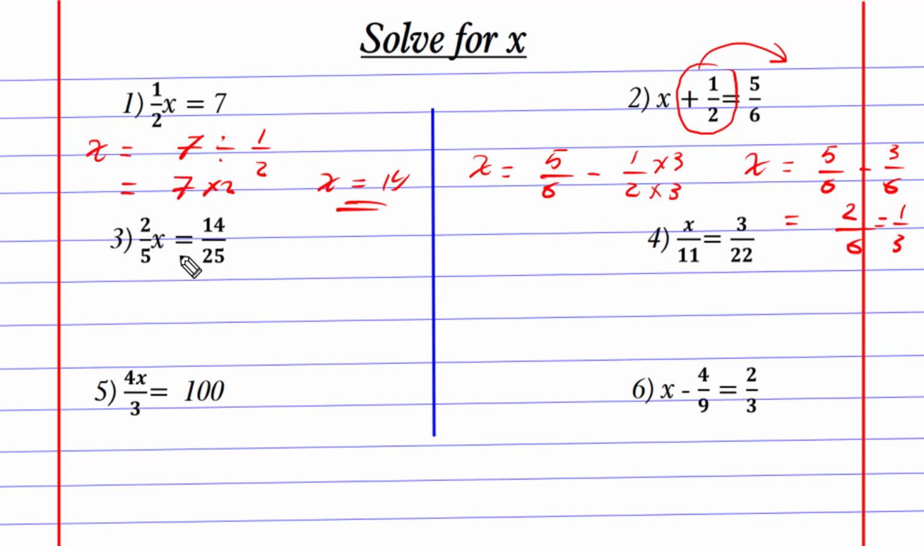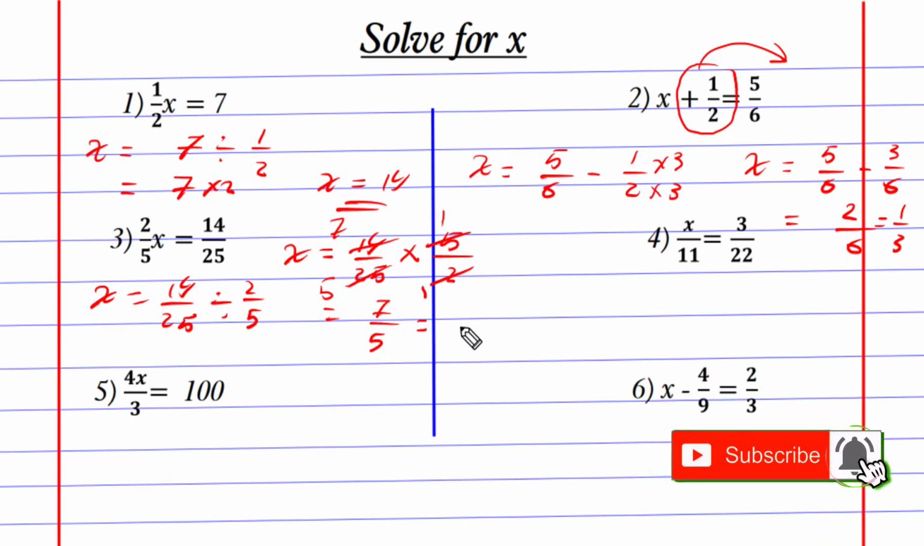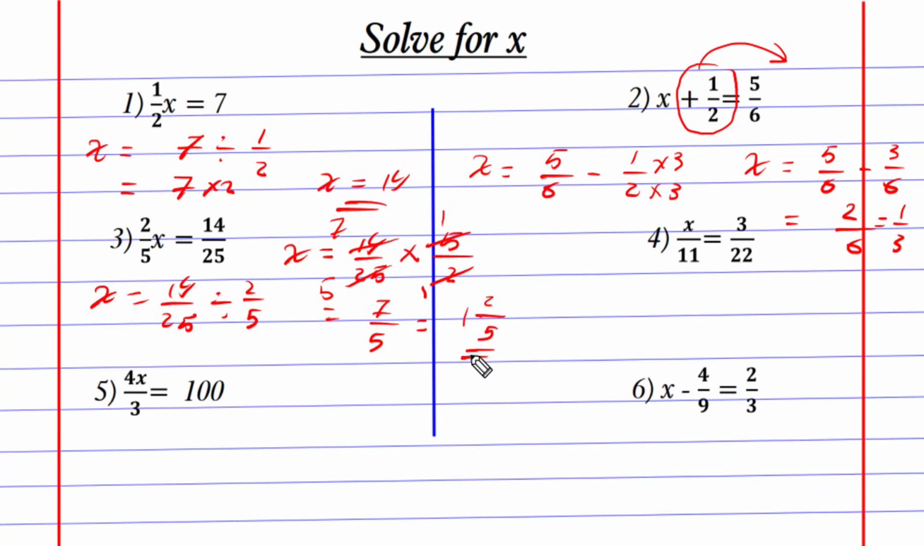Next, 2 over 5 x equals 14 over 25. In the same way, guys, we will move 2 over 5 to be divided. Why? We will use here the inverse operation. So x equals 14 over 25 divided by 2 over 5. Now we can divide two fractions easily. Now x equals what? 14 over 25 multiplied by the reciprocal of the second, which is 5 over 2. We can simplify. Divided by 2 equals 1, 14 divided by 2 equals 7, 5 divided by 5 equals 1, 25 divided by 5 equals 5. Now x equals 7 times 1 over 5 times 1. It will be 7 over 5. We can write it as a mixed number. 7 divided by 5 equals 1, and the remainder will be 2 over 5. This is the value of x.